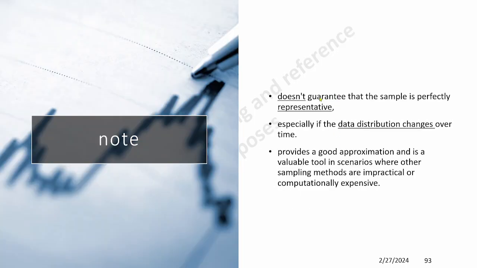So there are some downsides or some key notes to consider in reservoir sampling. It doesn't guarantee the sample is perfectly representative because it's randomly picking the sample from the reservoir. Especially if the data distribution changes, then there is no guarantee that you have a fair representation. So it provides a good approximation and it's a pretty useful tool, especially when we are talking about streaming data sets.